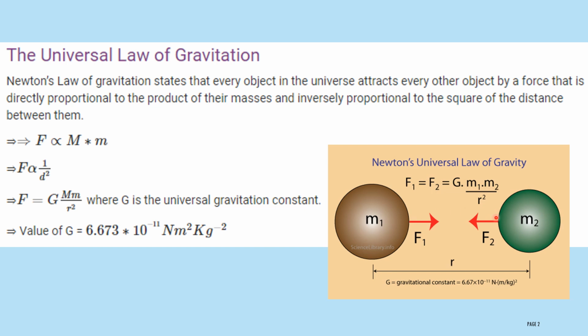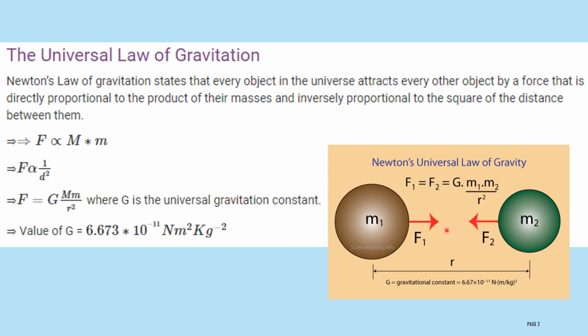Here you have two different objects. One has mass m1, another one has mass m2. The force of attraction between these two objects is directly proportional to the product of their respective masses. Directly proportional means if the mass of the object increases, then the force of attraction also increases. If the mass of the object decreases, then the force of attraction between the objects also decreases. Directly proportional means if one decreases, the other also decreases. If one increases, the other also increases.